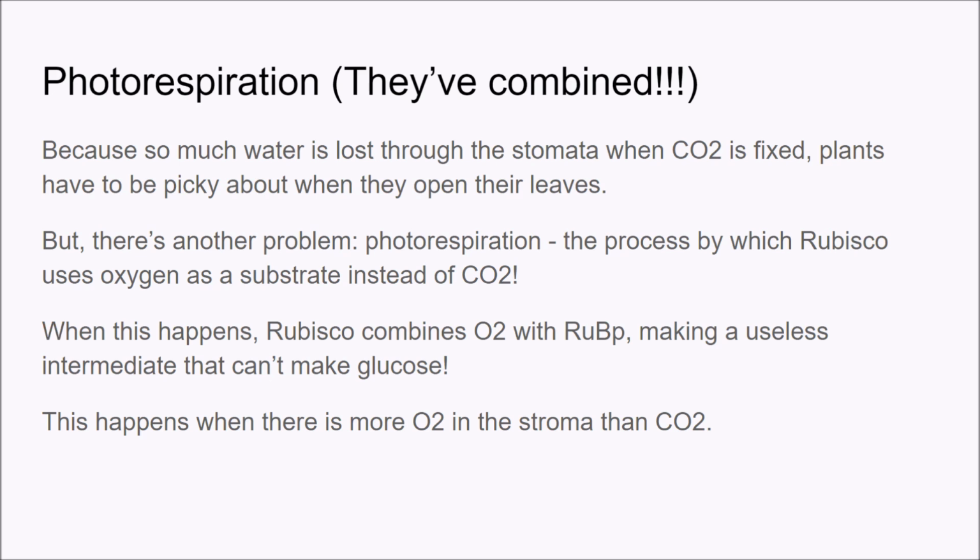So photorespiration severely reduces the efficiency of the photosynthetic process, and it uses up RuBP that could otherwise be used to make glucose.